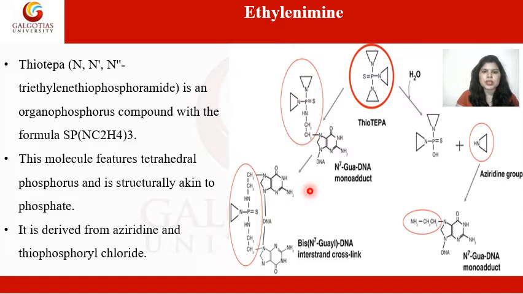Thiotepa is used in the treatment of adenocarcinoma of the breast, adenocarcinoma of the ovary, and superficial papillary carcinoma of the urinary bladder.